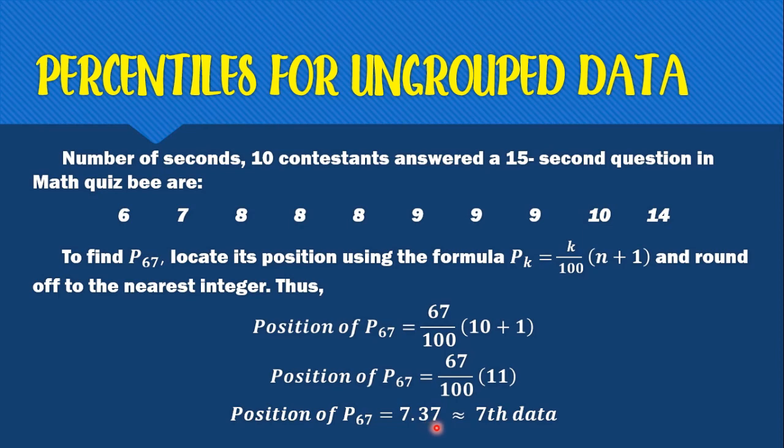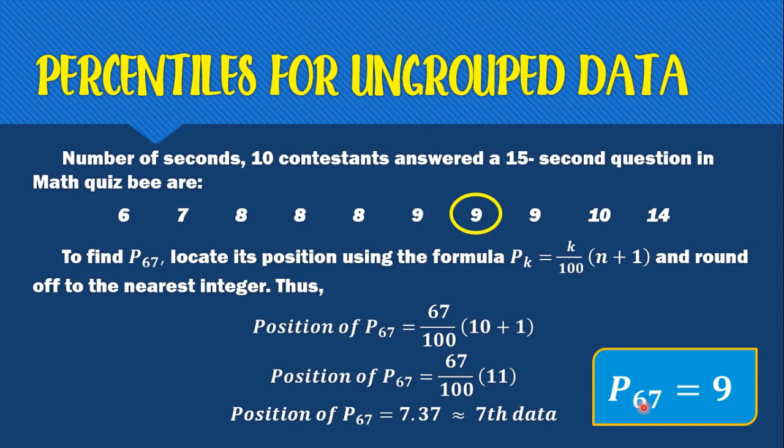7.37. As we round off, we have the 7th data. So among these numbers in the array, the 7th data will be 9. Therefore, our 67th percentile or P sub 67 is equal to 9.